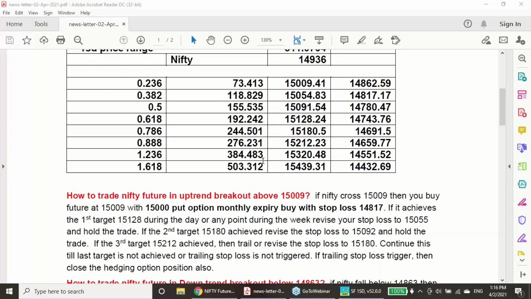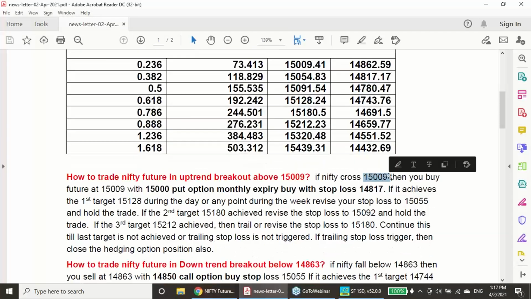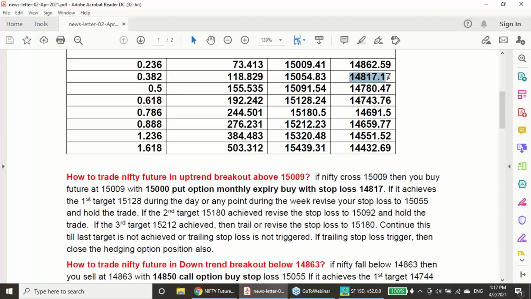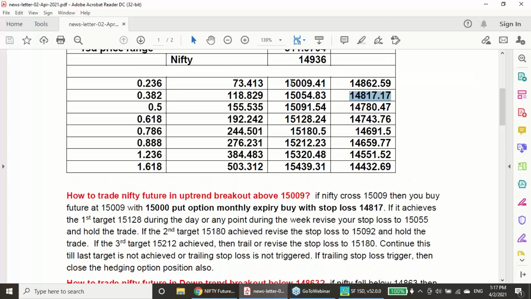And how to trade on this? Once it crosses 15,009, one needs to buy the future along with buying the 15,000 monthly put option, with a stop loss of 14,817. Here the stop loss and entry have a wide difference. Do not worry about that; for that reason only we are hedging it.